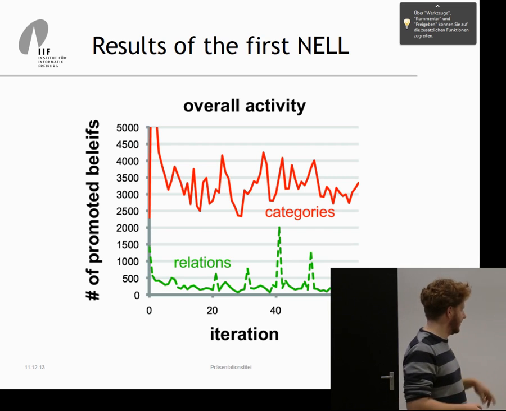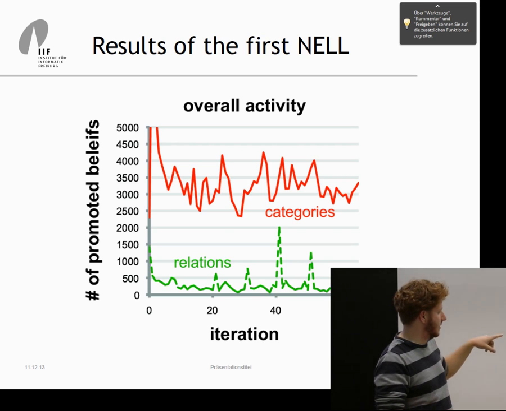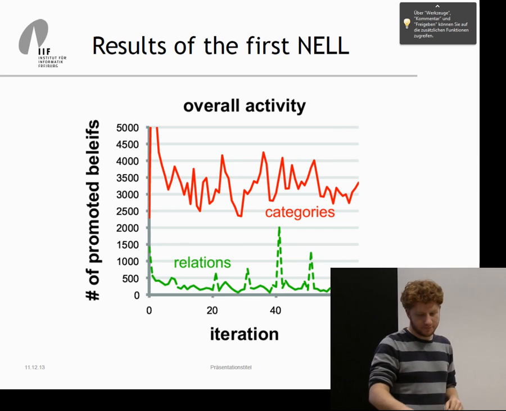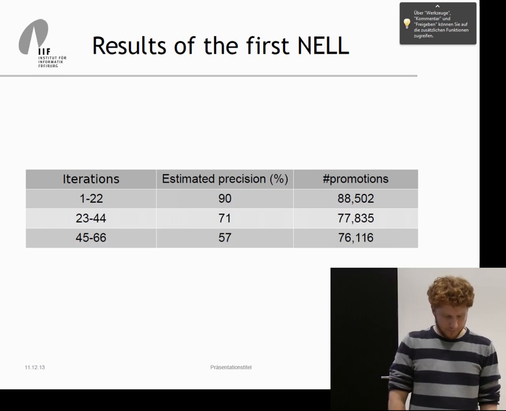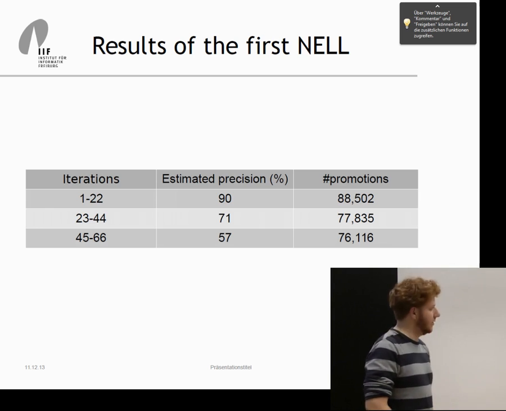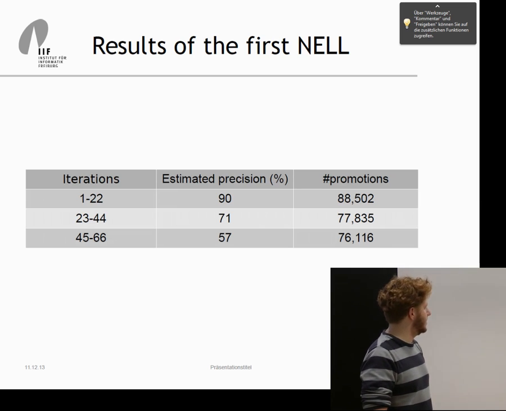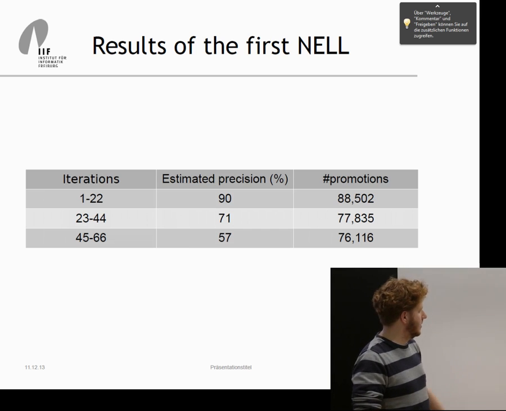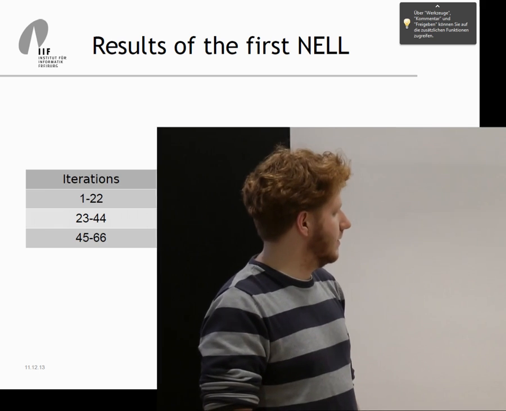There are some peaks on the relations, which are because of the relation learner, which is very important for the relations and only gets used every 10th iteration. And we can see that the precision gets lower every about 20 iterations, and that's why they later introduced weekly human supervision sessions, because the precision at the end of the test run gets lower, and we can see that the number of promotions is also lower because many facts are already in the knowledge base. Yes, that's it. And do you have any questions?